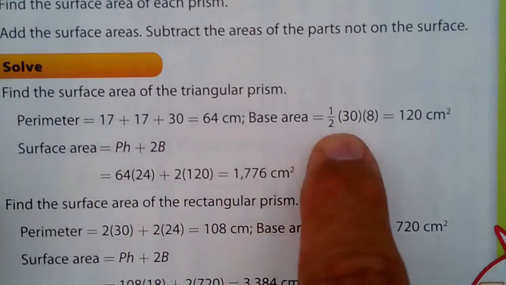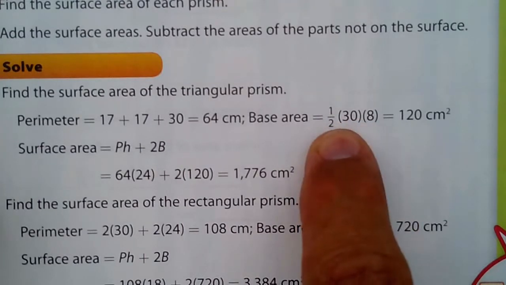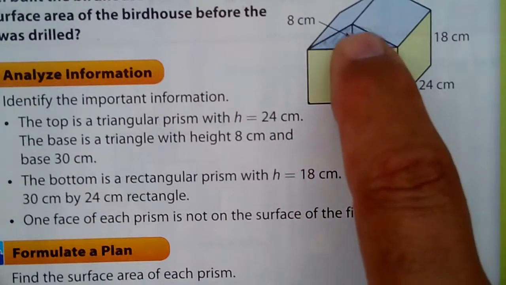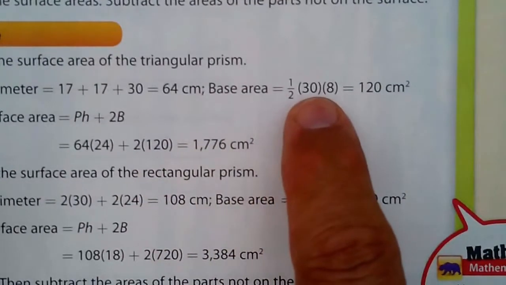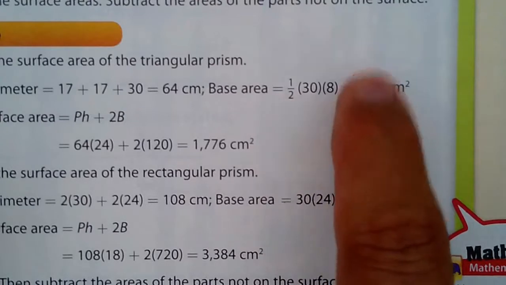And then the base area is base times height divided by 2. And that's this: base 30 times height 8 divided by 2. And that gives us 30 times 8 is 240, divided by 2 is 120.